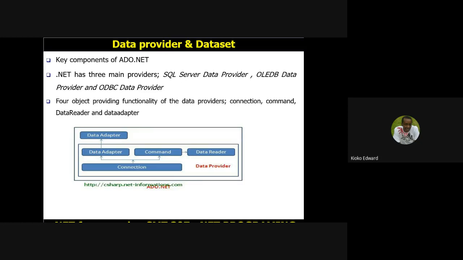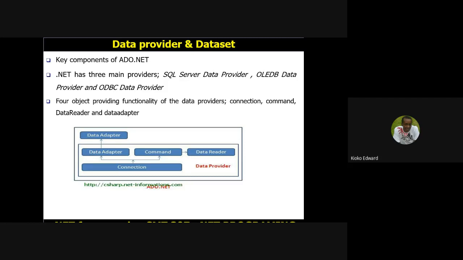And for each provider, we shall be having 4 objects which provide the functionality of the data provider. One is the connection object, which will be connecting us to the physical server and the database. Next, we shall be having the command object that will allow us to execute a certain command or a certain SQL statement in the DB. We have the data reader. The data reader will allow us to read records as we move forward.